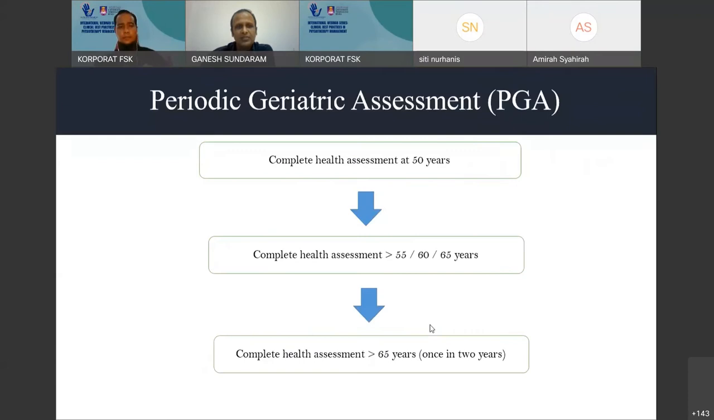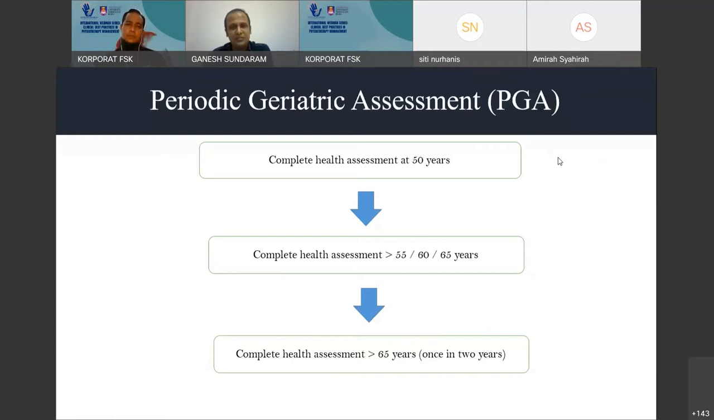What actually is periodic geriatric assessment? We can do a complete health assessment at the age of 50. Then as we cross the age of 55, 60 or 65, we can do it once every 5 years. If you are above 65, we can do it once every 2 years. It is up to the patient. It depends, because it mostly deals with money, so it depends upon the financial status of the person also. This one is just an idea.